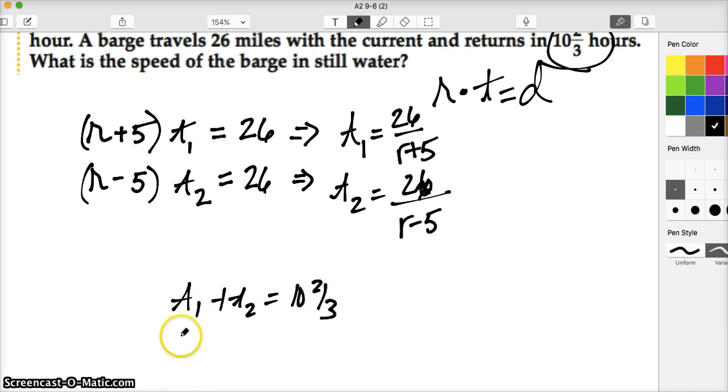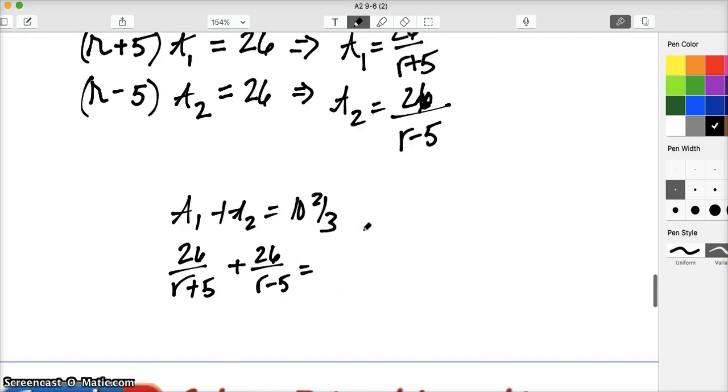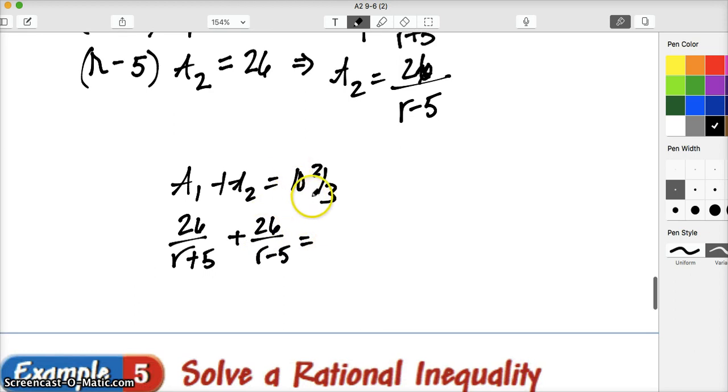So we're going to use this information to answer the question about rate. Watch this. So we have 26 over r plus 5 plus 26 over r minus 5 is equal to 10 and 2/3. And since we're in fraction mode, I'm going to just make this thing a fraction. 10 and 2/3 would be 32 over 3. We know how to solve these. This is just a rational equation.